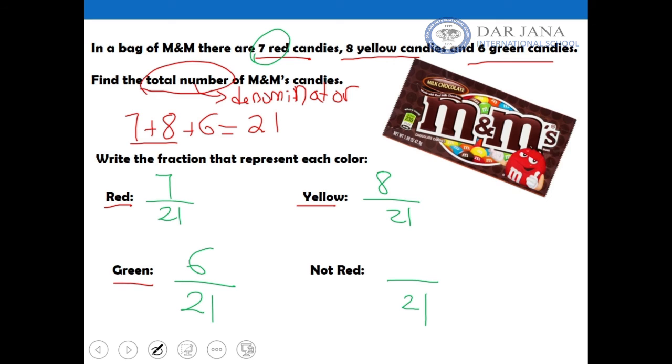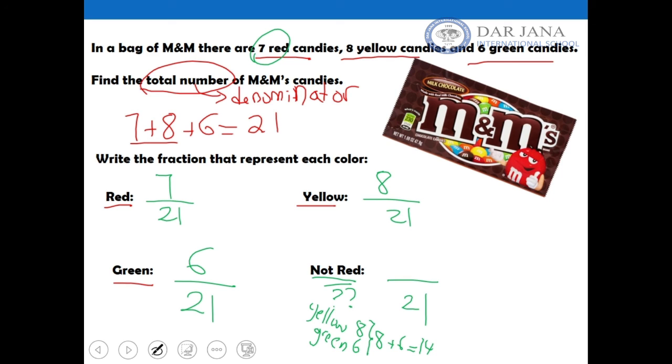Not red. What do they mean by not red? If it's not red, this means that it can be either yellow or it can be green. So this means I have to add how much I have in yellow and how much I have in green to find the not red. So the yellow is 8 and the green is 6, and then I'm going to add them. 8 plus 6 equals to 14. So 14 candies that they are not red, that they can be either yellow or green.